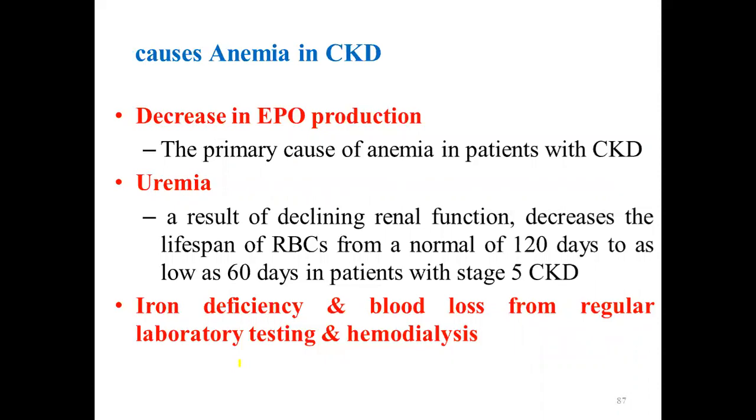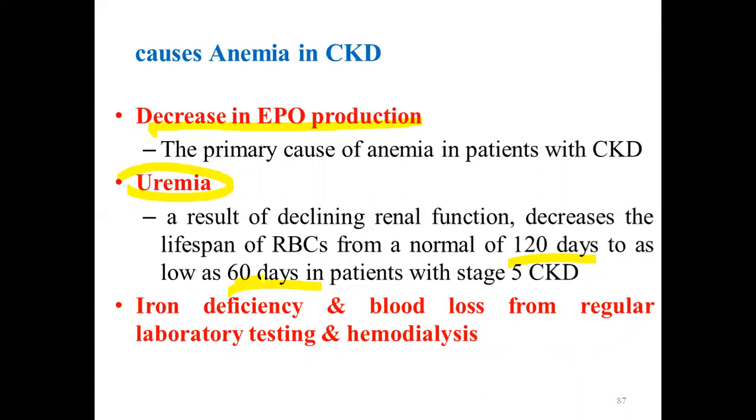So generally speaking, what causes anemia in a CKD patient? The primary factor is decreased erythropoietin production, but it is not the only factor that causes anemia in a CKD patient. The next parameter that causes anemia is uremia. Remember, uremia can cause bone marrow suppression, and uremia can also decrease the lifespan of RBCs to as low as 60 days. The normal lifespan of RBCs is 120 days. So they can reduce to 60 days. So you can see uremia is one risk factor.